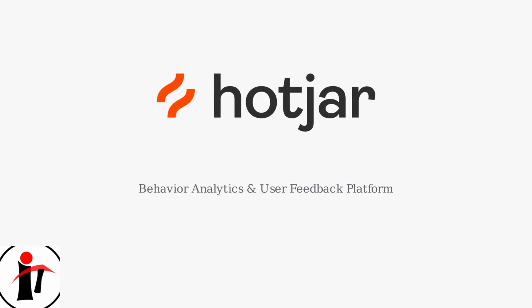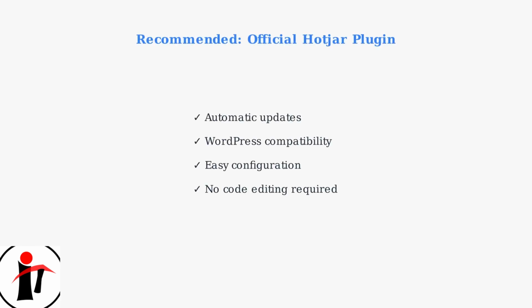Hotjar is a powerful behavior analytics platform that helps you understand how users interact with your WordPress website through heat maps, session recordings, and user feedback surveys. The recommended method for installing Hotjar on WordPress is using the official Hotjar plugin. This ensures automatic updates, better compatibility, and easier management.